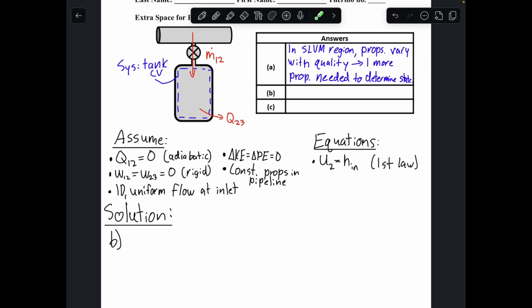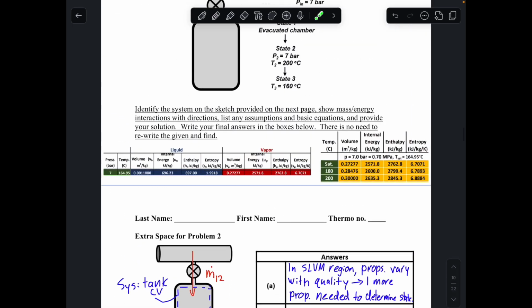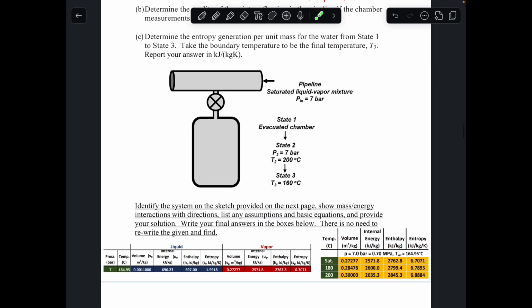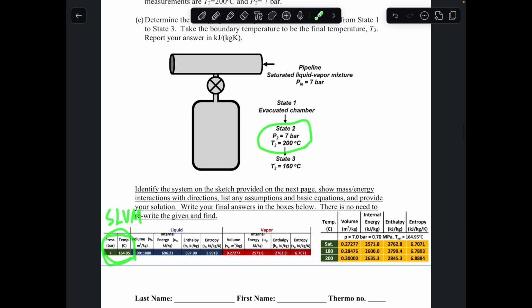So we can find these properties because we can find U2 directly from the steam tables. And we need to look at the superheated vapor tables because here at 7 bar and 200 Celsius, we are outside of the saturation region that you see here in the SLVM tables, because our temperature at state 2 is higher than the saturation temperature.